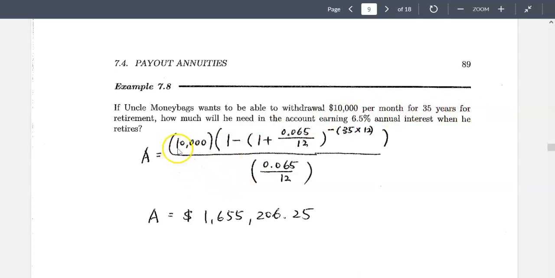All right, so we have the $10,000. That's the money withdrawal, which is D. And we have the other variables right here. This is 6.5%. Now n is 12 because it says per month, and there are 12 months in a year. That's why the number compounded is 12. Once you have all that, this is how much money you need in the account so you can start withdrawing $10,000 per month for 35 years.